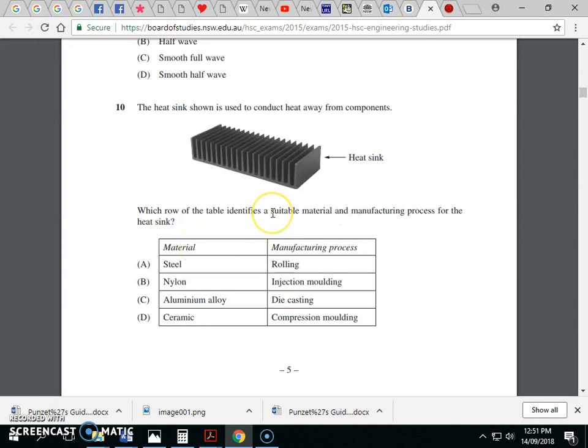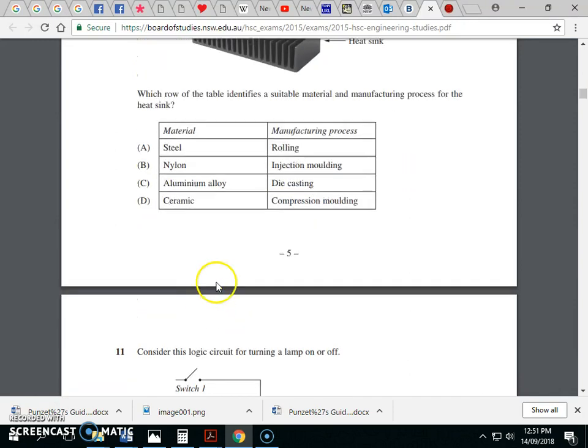Okay, so what material are we going to use for a heat sink? Now, a heat sink needs to be a good thermal conductor. So which of these materials are good thermal conductors? Steel and aluminium. Okay, so which one is realistic? Rolling or die casting? Die casting, yeah, because rolling is for large sections, things like steel train tracks and steel beams. Okay, so the correct answer there is aluminium die casting.